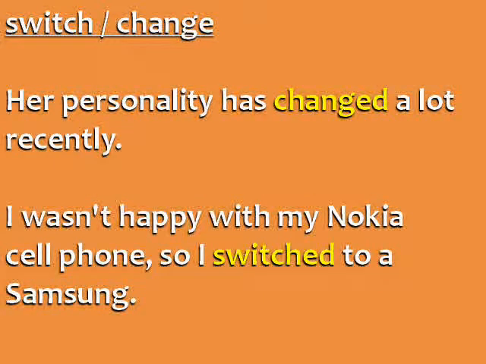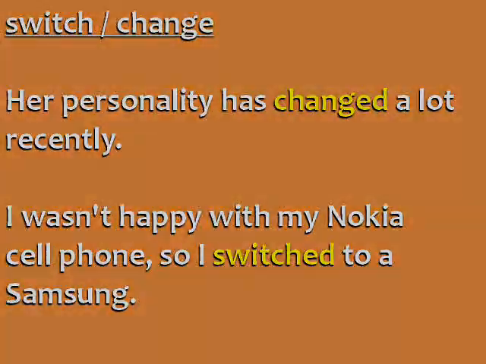Her personality has changed a lot recently. I wasn't happy with my Nokia cell phone, so I switched to a Samsung. This means I stopped using the Nokia and started using the Samsung.